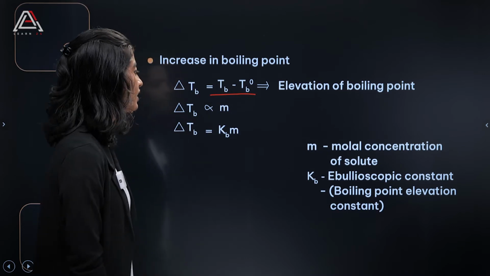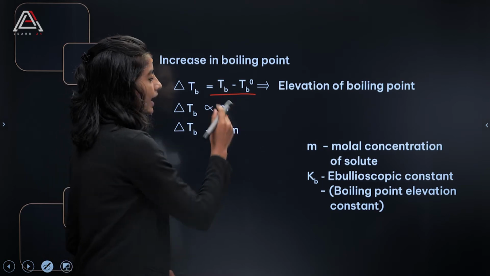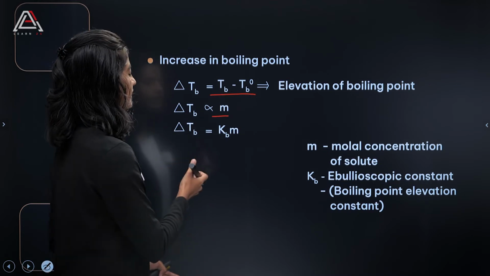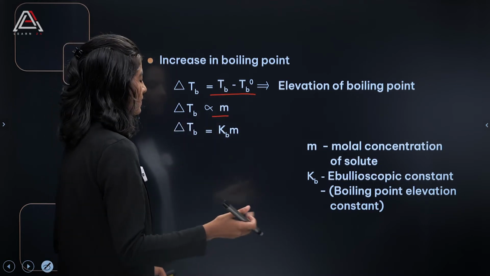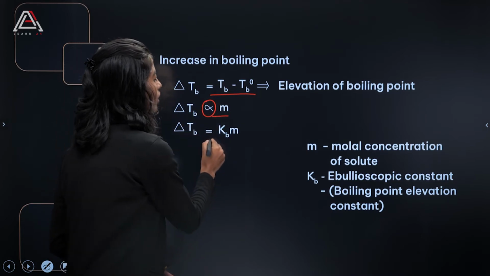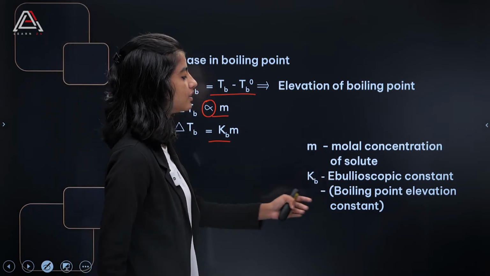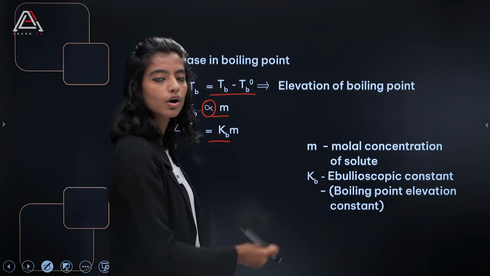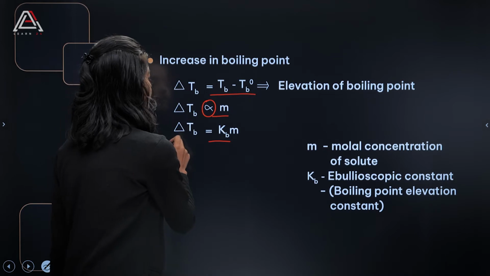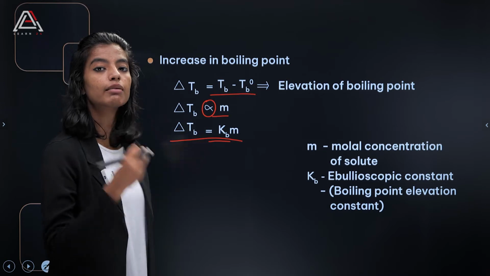Now, delta TB is directly proportional to m. m is the molality or molar concentration of solute. In order to remove this proportionality sign, I have added a constant called Kb. Kb is the ebullioscopic constant or boiling point elevation constant. Don't forget this term, ebullioscopic constant. Now, delta TB is equal to Kb into m.